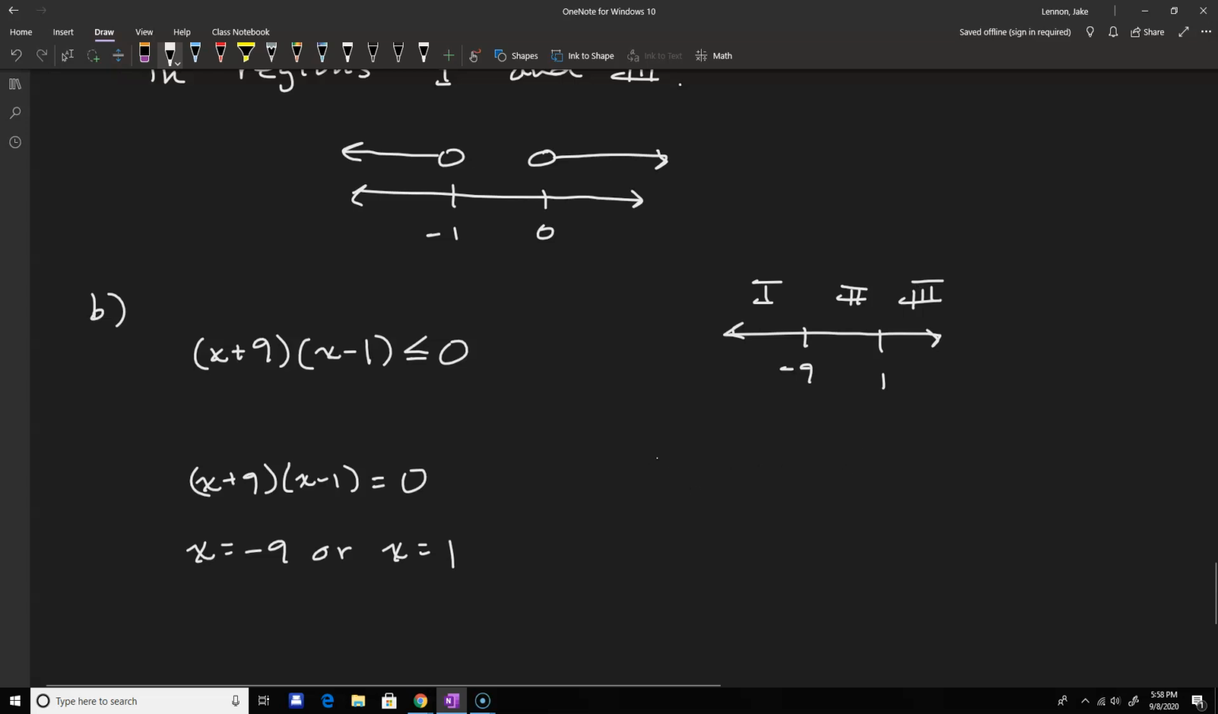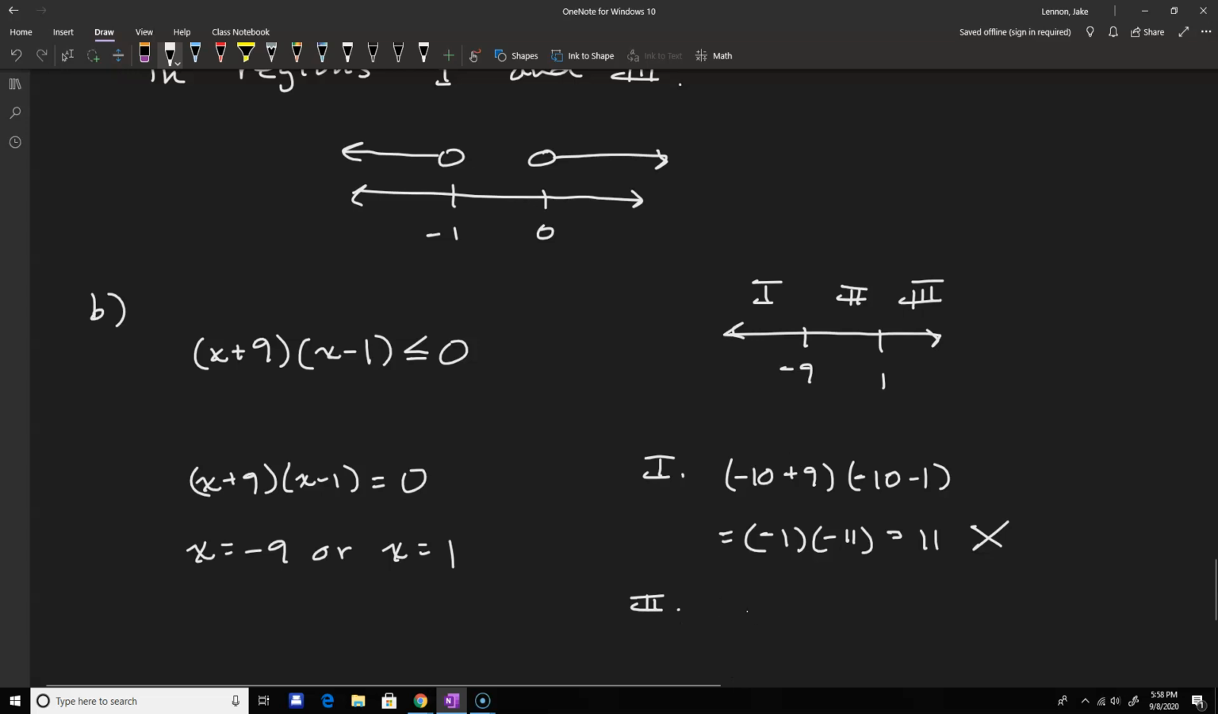So again, you just go through each region testing a number in that region. So let's say negative 10 for the first one. So negative 10 plus 9 times negative 10 minus 1. Well, this would be negative 1 times negative 11, which is positive 11. But that's going to be a no-no because that's a positive number. And this time we're looking for numbers less than or equal to 0. So we want our numbers that are negative to be part of the solution. So that's a no.